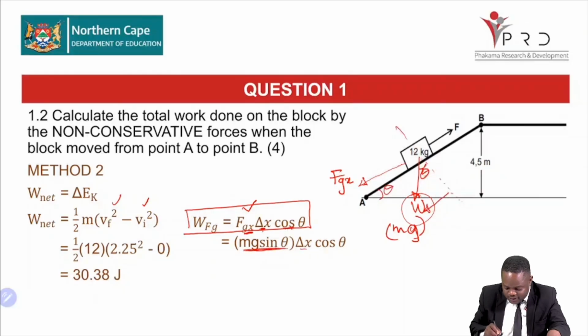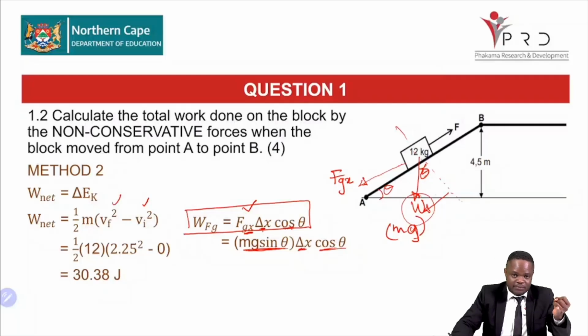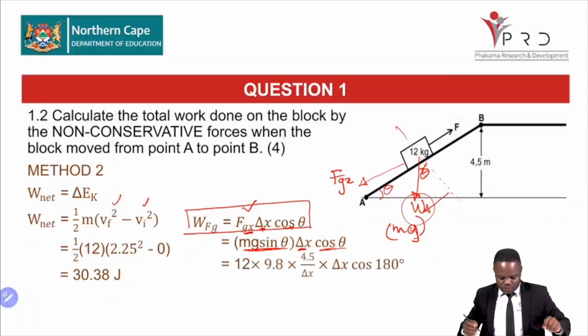Okay, delta x cos theta. Are you following? I hope indeed you're actually following. So we are using the parallel component of our weight multiplied by the displacement and then multiplied by the angle that exists between our parallel component and the displacement. I hope that is making sense, grade 12.